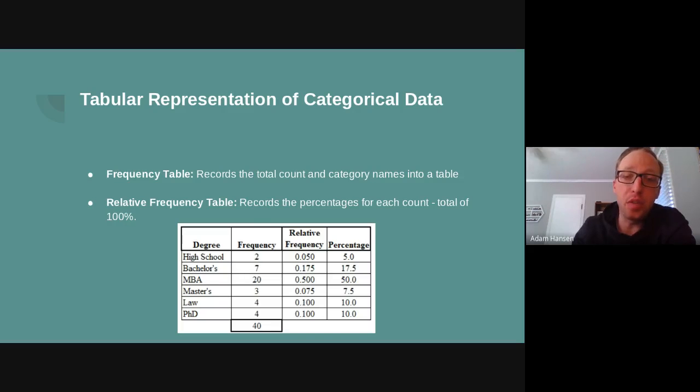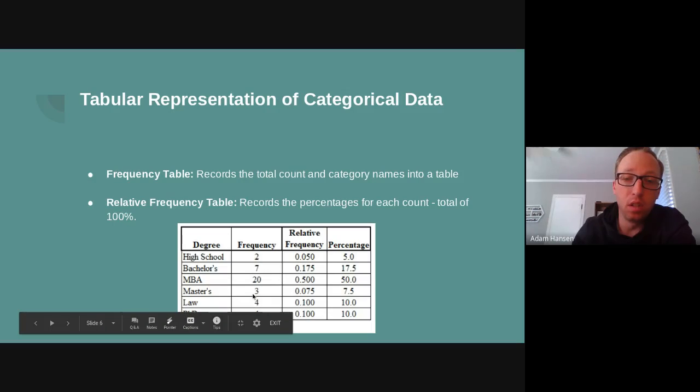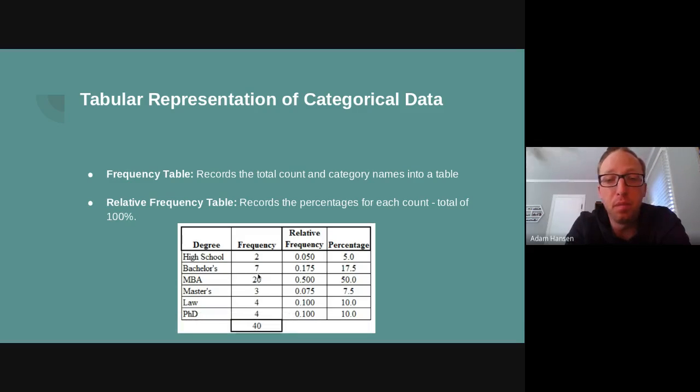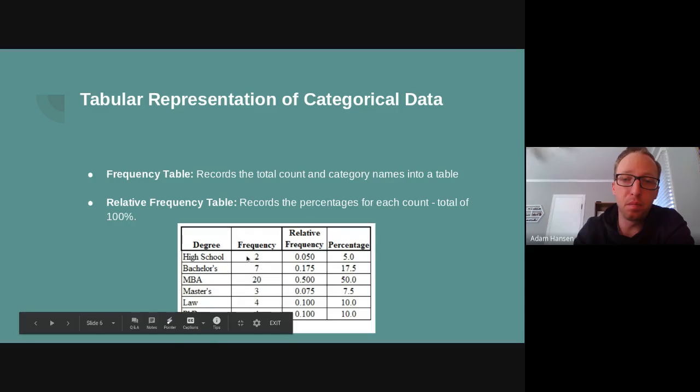The nice thing about frequency tables is I can quickly see that a large amount of our responses, half of them, had an MBA. Not many of them had only a high school degree, only 5%.